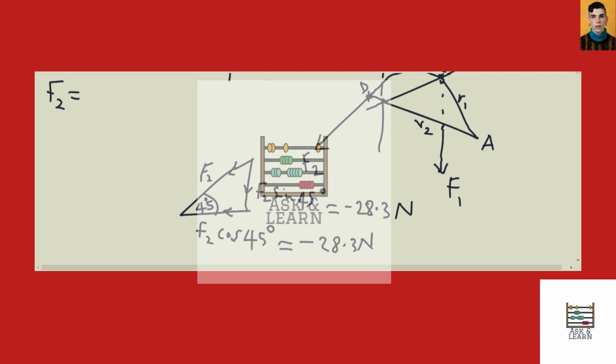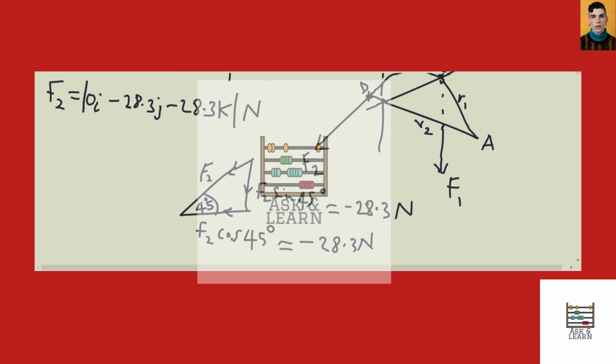You can see that it has no x. If you check the diagram, in the I direction, there's nothing there. So we have minus 28.3 J, minus 28.3 K Newton.